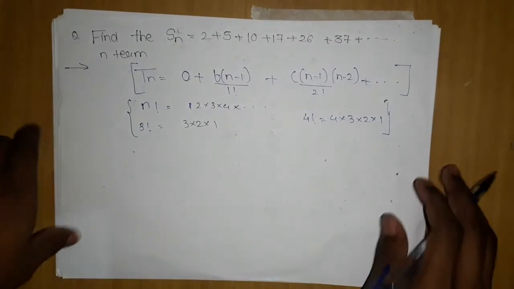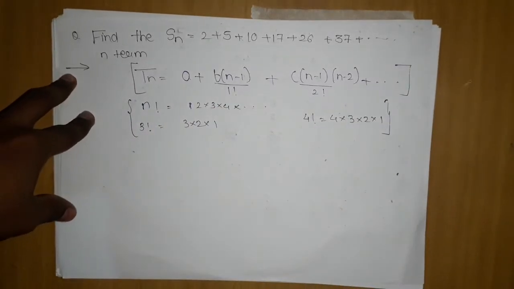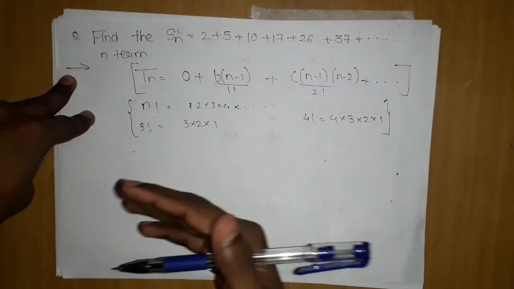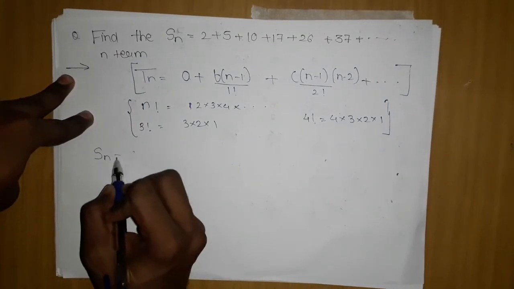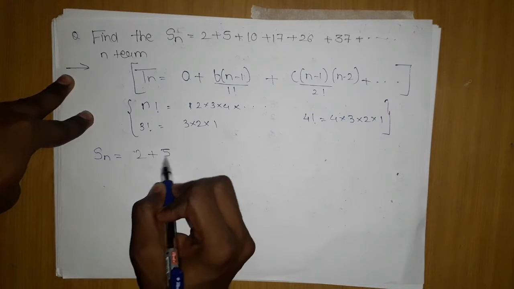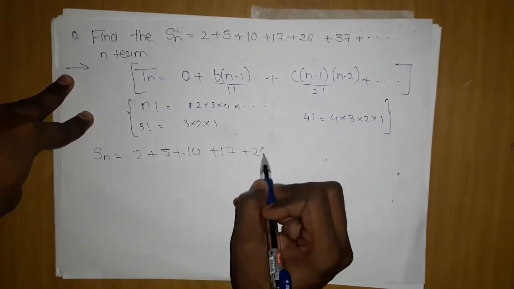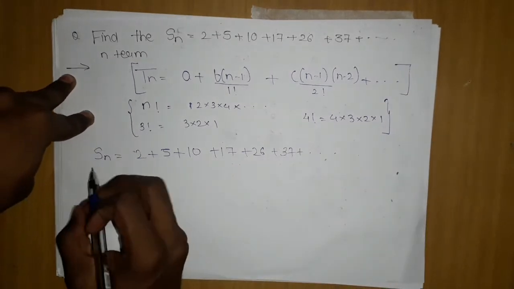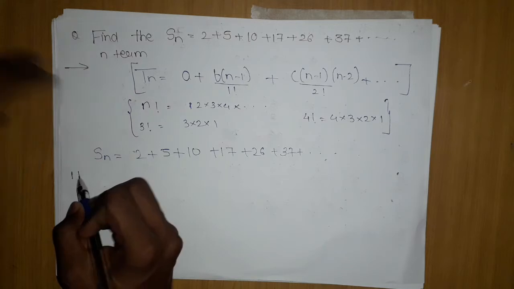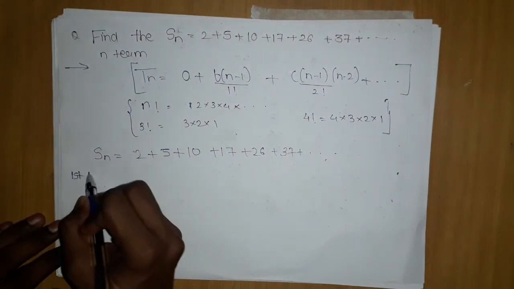Now we got our Tn formula, and we need to remember it. The approach which you will use is like this: write the Sn whichever is given, 2 plus 5 plus 10 plus 17 plus 26 plus 37, and so on. Now what you do, write the first difference here.